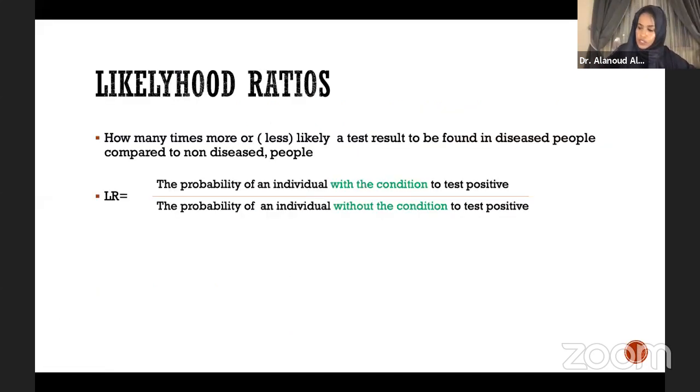Last thing to discuss is likelihood ratios. So as I told you, sensitivity and specificity are not geared towards clinical practice and interpretation. That's why we use predictive values. However, predictive values are affected by prevalence.